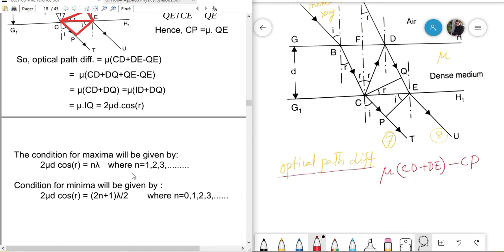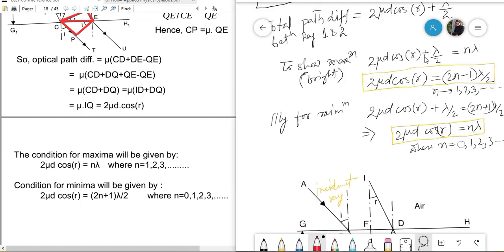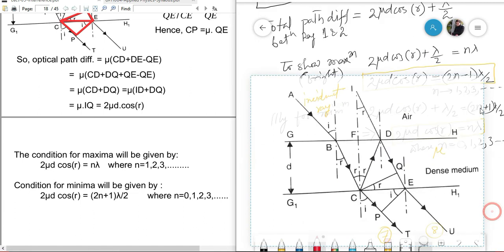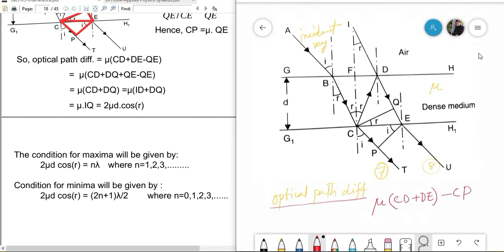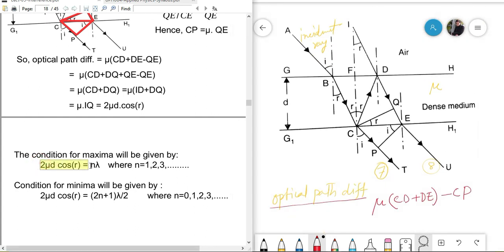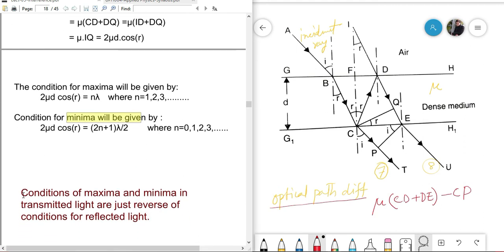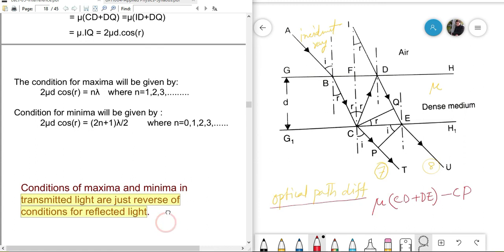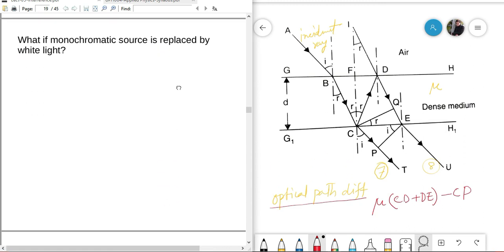So that extra lambda by 2 path that was there in case of the reflected light, this lambda by 2 term is not appearing in this case, and that's why the condition for the maxima is 2 mu d cos r is equal to n lambda, and similarly for the minima the path difference is odd multiple of lambda by 2, 2n plus 1 lambda by 2. So again, what is the bottom line? The bottom line is that the conditions for the maxima and minima in transmitted light are the reverse of the conditions for the reflected light. So now here is a point to think about.